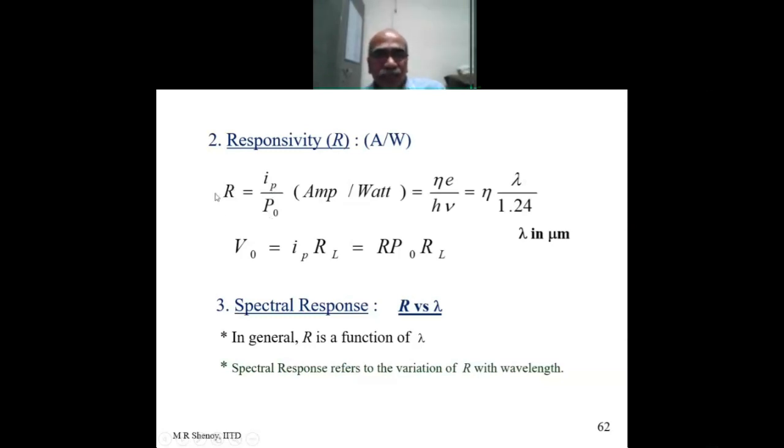And this responsivity is a function of wavelength, as you can see here. And eta, the quantum efficiency, is also a function of wavelength. Therefore, what is important when you use a detector, when you plan to use a detector, is to see its spectral response. That is responsivity versus wavelength.